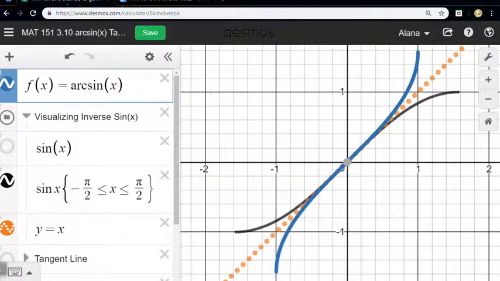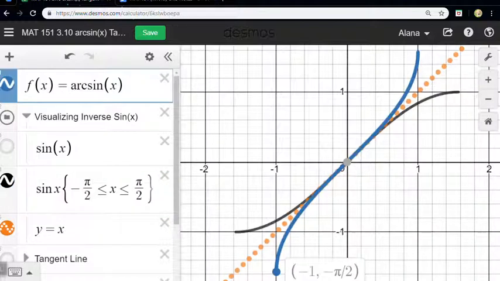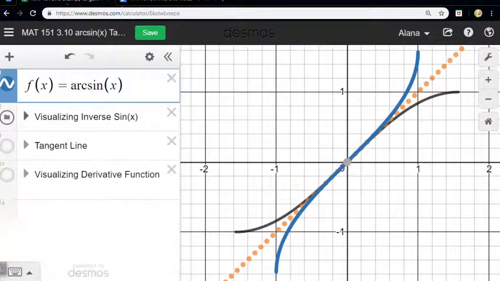And the same is true in reverse for the range. So the range is from -1 to 1 in the original sine function. So then it's therefore the domain is -1 to 1 in the arc sine function. So the domains and ranges reverse in a function versus its inverse.